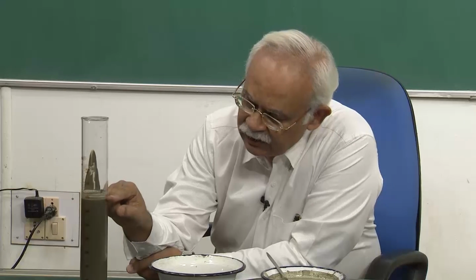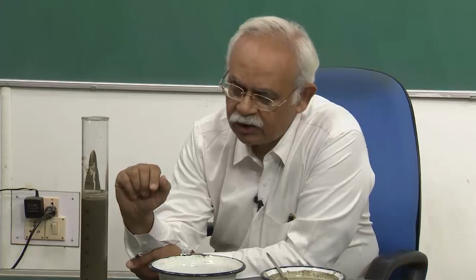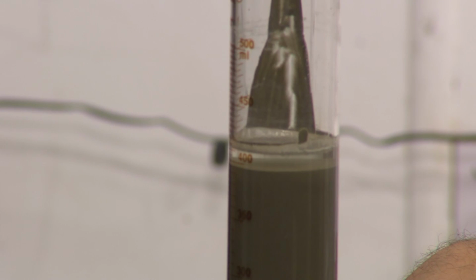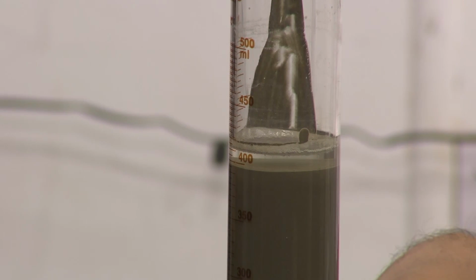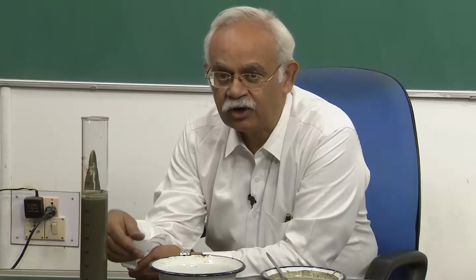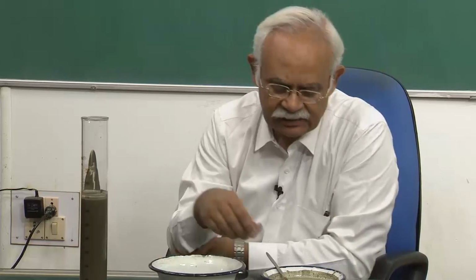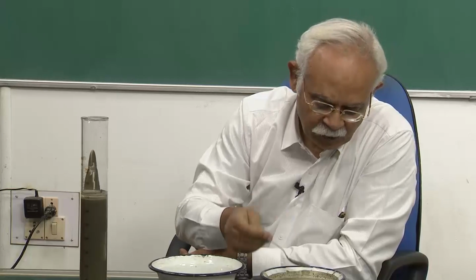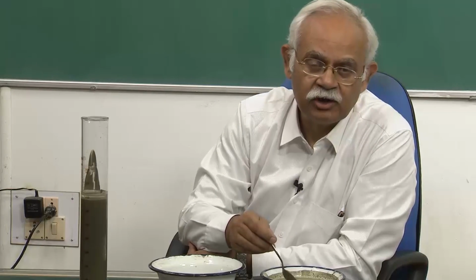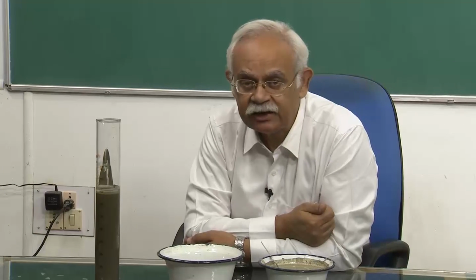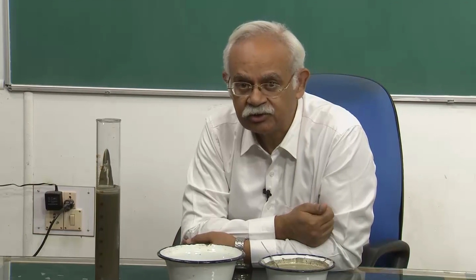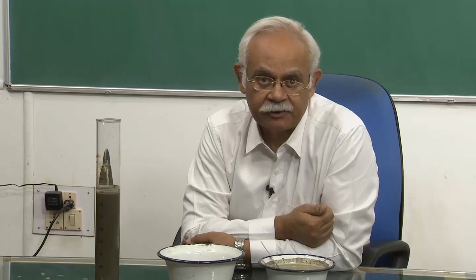There is a clear layer of water which has emerged at the top. Now this is exactly the bleeding, that is appearance of water on the top. We would get exactly the same kind of bleeding in mortar also and also in concrete, and that is the test for bleeding in concrete. We have to make sure that bleeding does not happen.